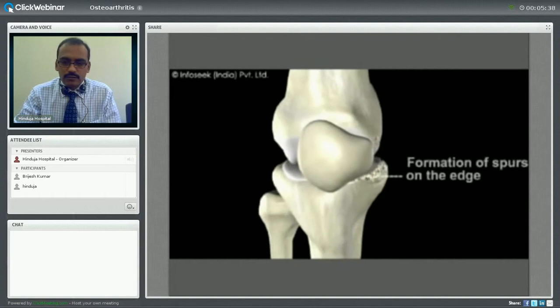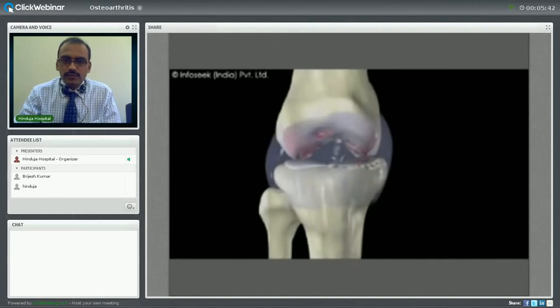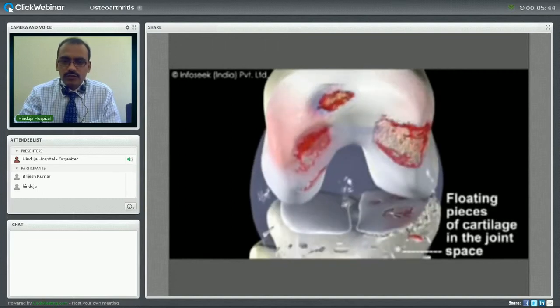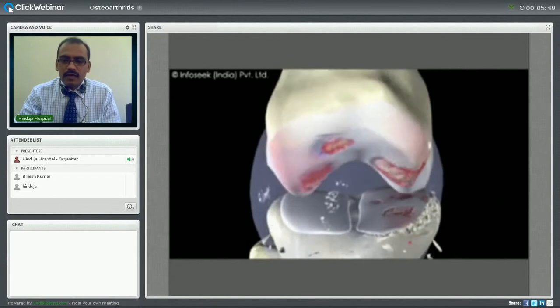The bone underneath the cartilage becomes thick and grows on the edges, forming extra spurs. The growth of the bone formation, which is called osteophytes or spurs, happens. Pieces of bone and cartilage may break off and float in the joint space, causing more damage and pain on movements.